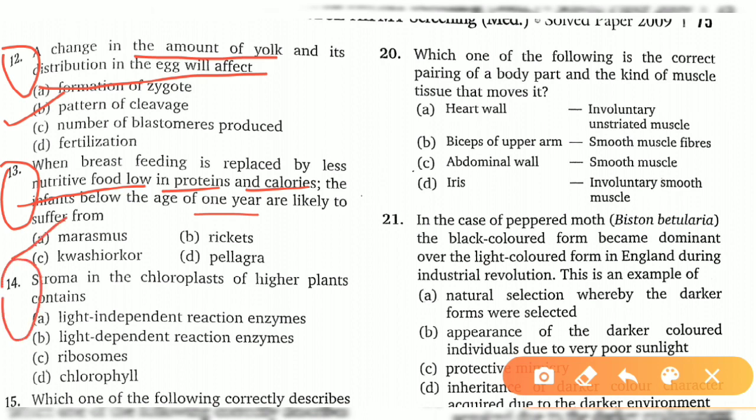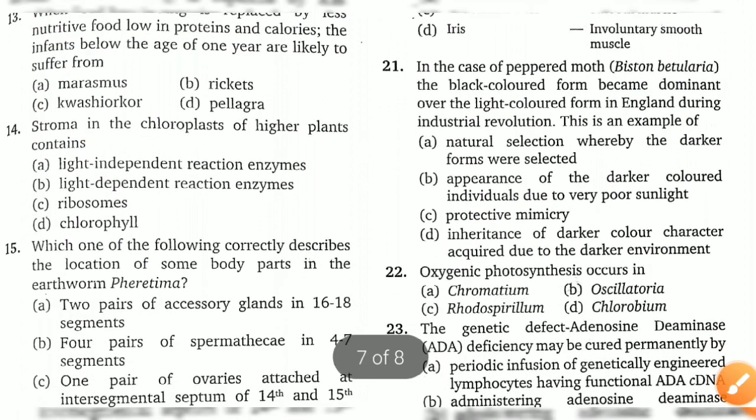Now 14th question: stroma in the chloroplast of higher plants contains, what is present in the stroma of higher plants? Options are light independent reaction enzymes, light dependent reaction enzymes, ribosomes, or chlorophyll. So the answer is light independent reaction enzymes.